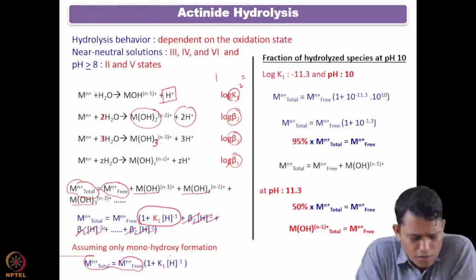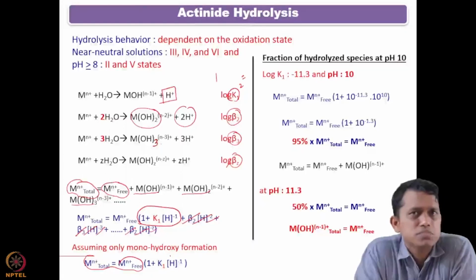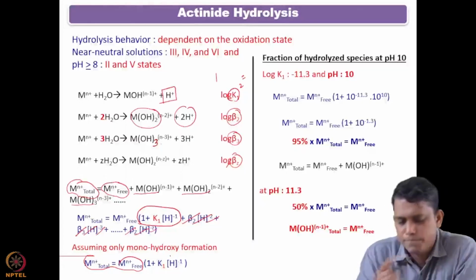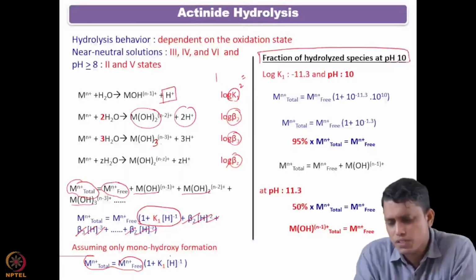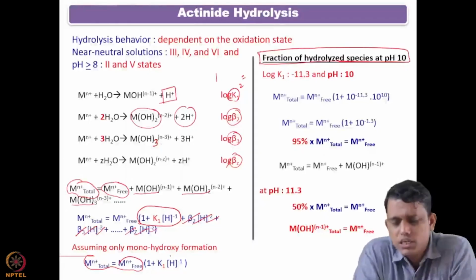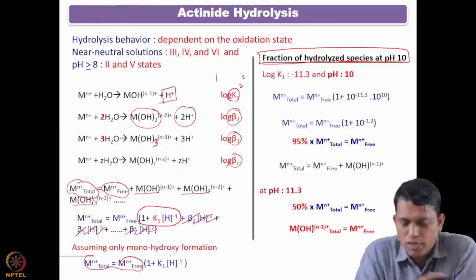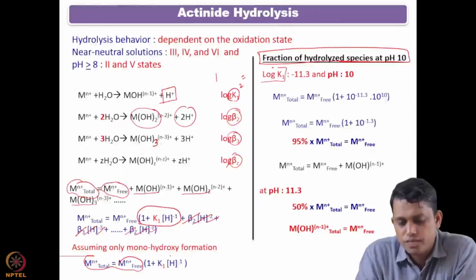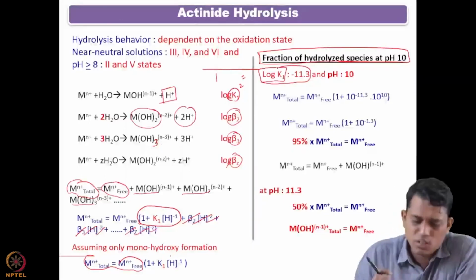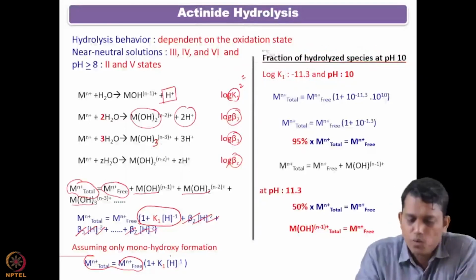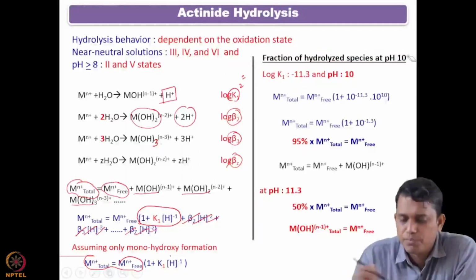And I will try to find out the fraction of the monohydroxy species that is formed under different pH conditions. The first thing I have tried to find out is the fraction of hydrolyzed species at pH 10. For that, obviously, I have to give some log K value. So here I have assumed a log K1 value of minus 11.3. With this log K1 value of minus 11.3, what will happen at pH 10?